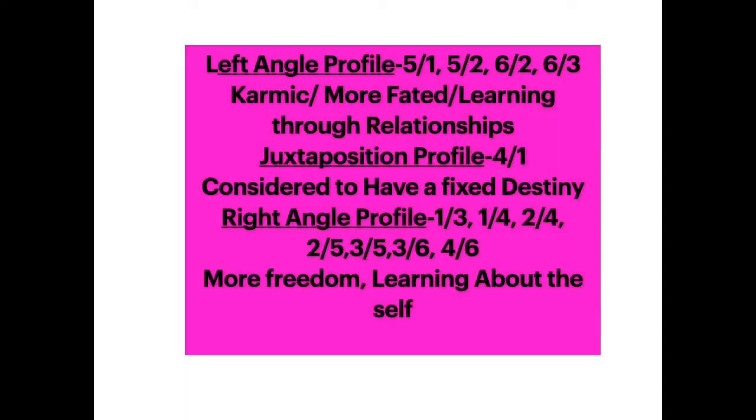So the profile is going to give us another layer of our human design chart. This is going to talk even more about the specifics of who we are. So we start with our type and our strategy, and now we're going into just one of the 12 profiles. The 12 profiles are broken into 3 different types: the left angle profile, the right angle profile, and also the juxtaposition. Now the juxtaposition is special in itself in that there's only one juxtaposition, and that's the 4-1.